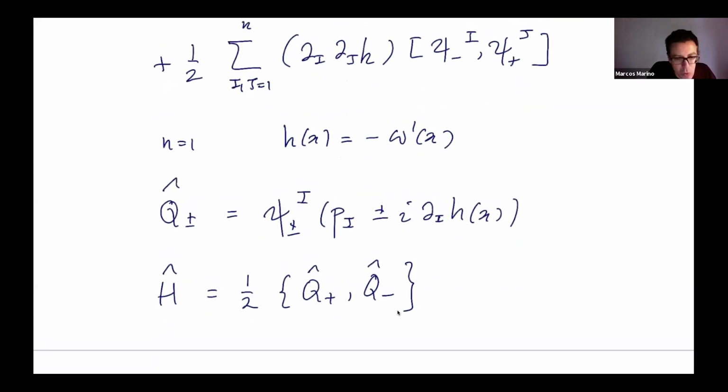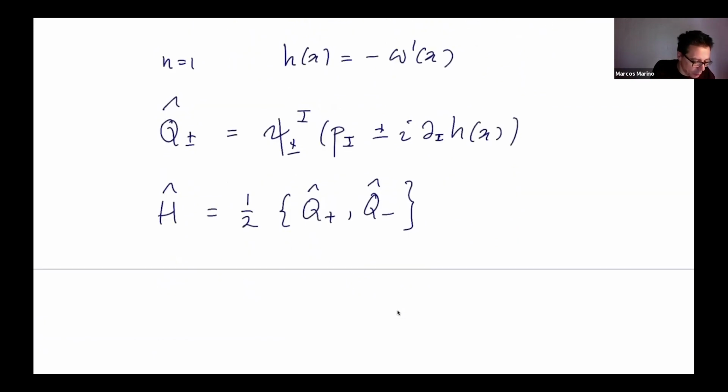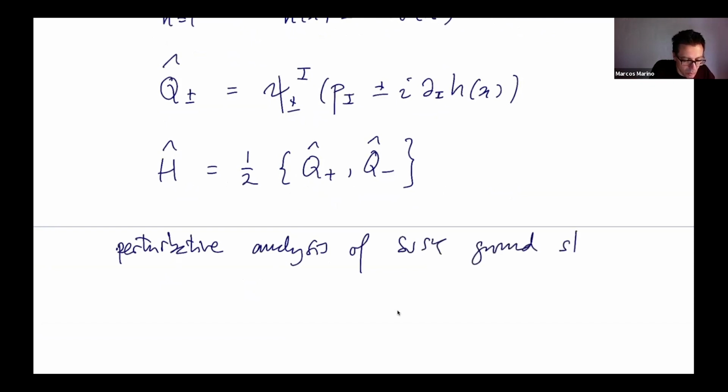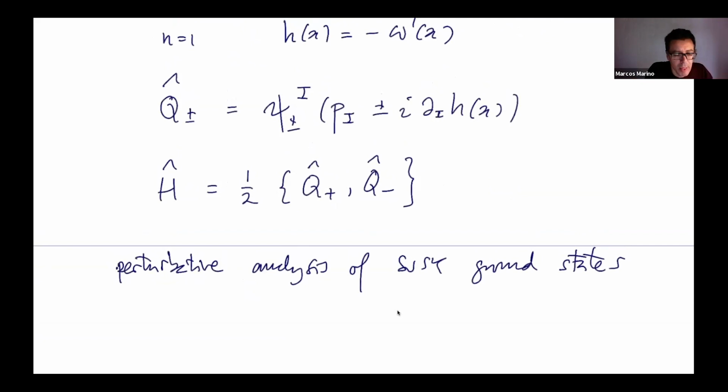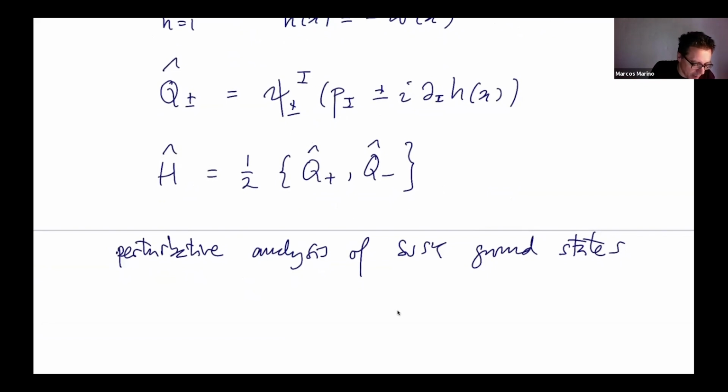So what we are going to do now is just repeat one part of what we did before. And this part is the perturbative analysis of supersymmetric ground states. So this is a multidimensional system. So in principle, it's more complicated to do an exact analysis, but we can still do our perturbative analysis. And this is very similar to what we did before.